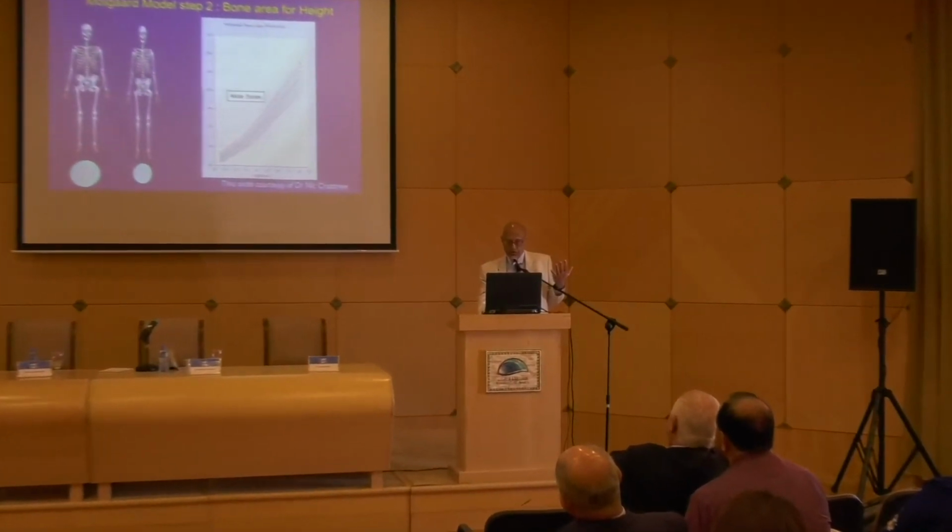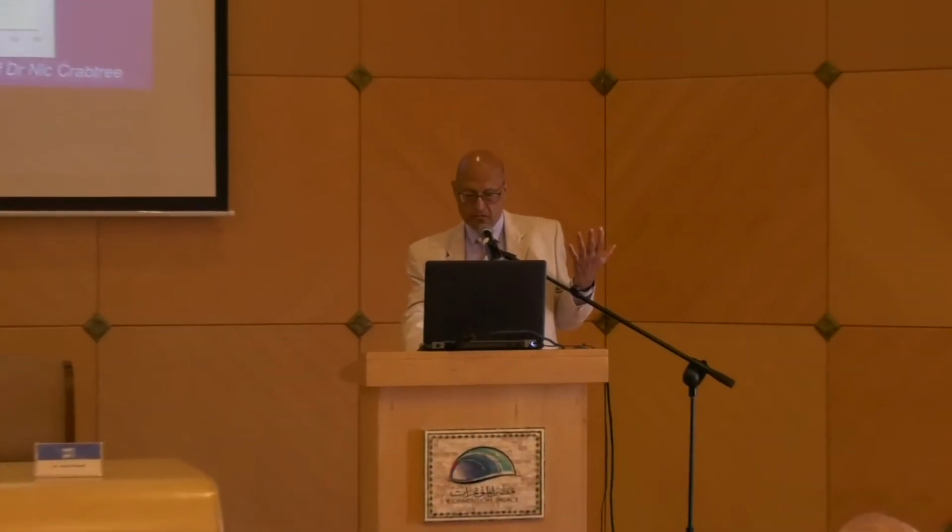So here, this is the first step. If somebody is short, then obviously they've got short bones. And the second step is you look at bone area for height. And if they have got sort of low, then they've got slender bones, showing on the skeleton on the right. Or if they got high, they've got wide bones.